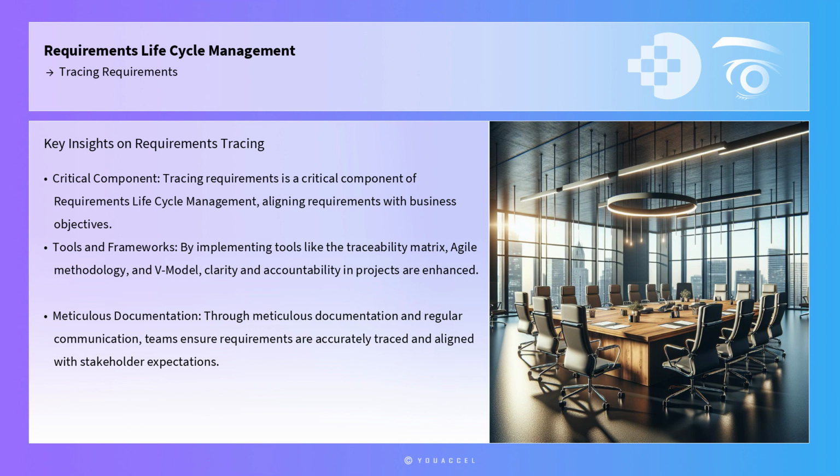In conclusion, tracing requirements is a critical component of requirements lifecycle management, providing a structured approach to managing and aligning requirements with business objectives. By implementing effective tools and frameworks, such as the traceability matrix, Agile methodology, and V-model, business analysts can enhance the clarity, accountability, and success of their projects. Through meticulous documentation, regular communication, and the use of advanced technology, teams can ensure that all requirements are accurately traced and aligned with stakeholder expectations, ultimately resulting in higher quality deliverables and successful project outcomes.